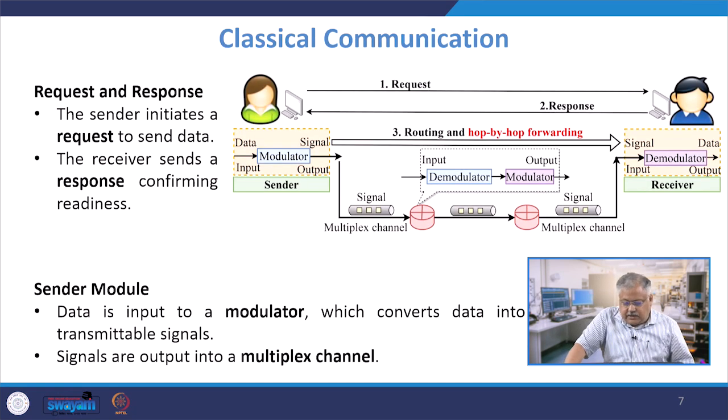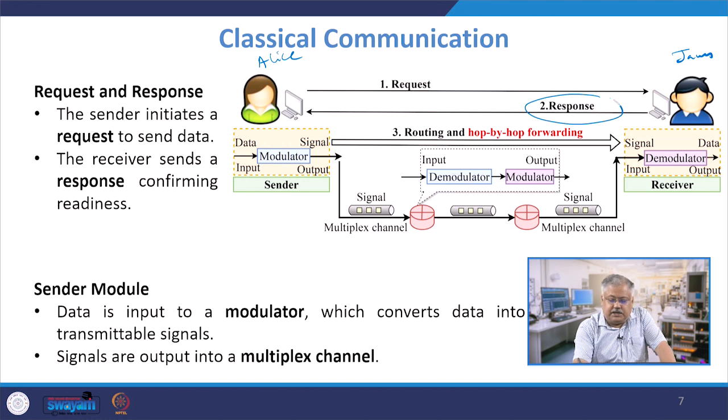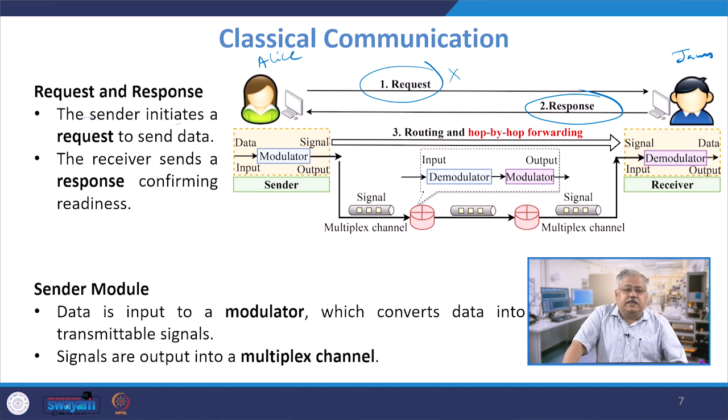Now, let us come to the classical communication systems, and we will try to compare classical communication with quantum communication. In classical communication, let us suppose this is Alice and this is, say, James, right. Alice sends a request signal to James, and James sends a response back to Alice, right. So, this is the response it is sending and this is the request it is sending. If there is no request, there will be no response. That is what is written here: the sender initiates a request to send the data and the receiver sends a response confirming the readiness to receive the data.